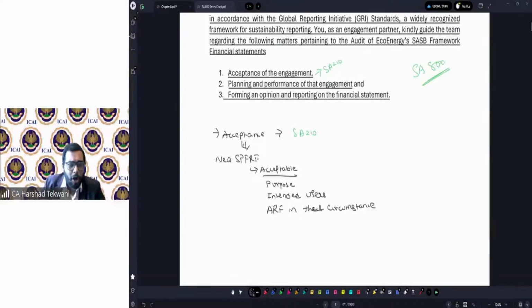Remember something I have already discussed, that is PIA: purpose, intended users, and applicable financial reporting framework, which is there in that particular circumstance. Or you can say PUA, PIA or PUA, both are same. Purpose, user, and applicable financial reporting framework. If these three things are there, the financial reporting framework is acceptable. If financial reporting framework is acceptable, fine, go ahead and accept the engagement. Simple.